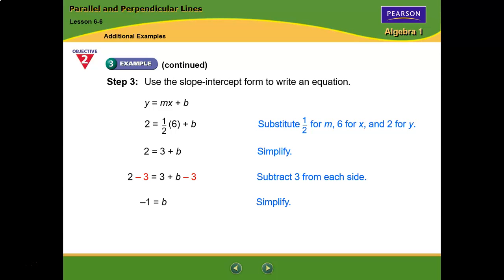So now that we have found our y-intercept, the value of b, we're going to take that value and put it with our slope 1/2. And we're going to rewrite it back into the slope-intercept form of a line, y equals mx plus b. So we're going to put in place of m 1/2, and in place of b, we're going to put what we just found for b, which is -1. And the equation of the line that is perpendicular to our given line is y equals 1/2 x minus 1.